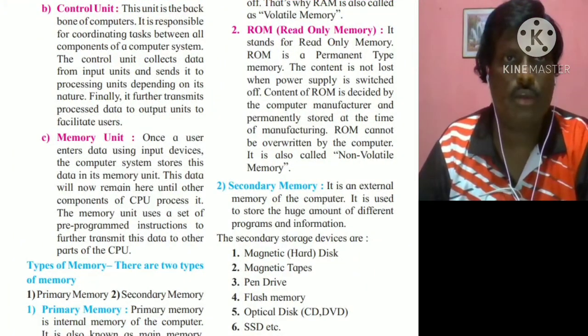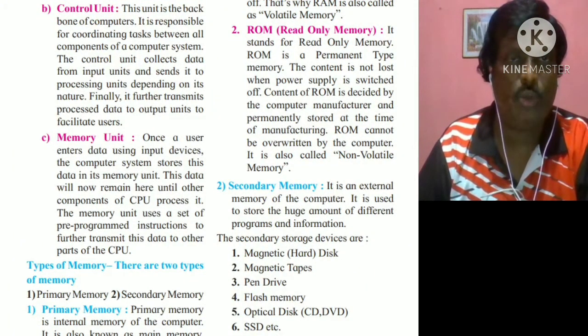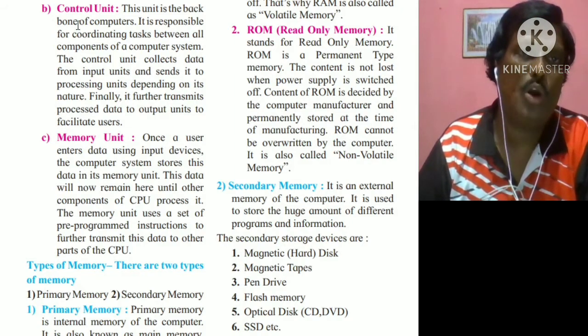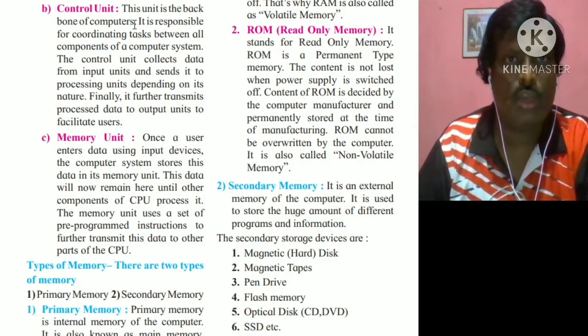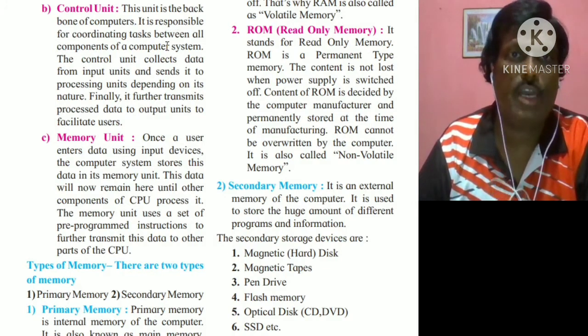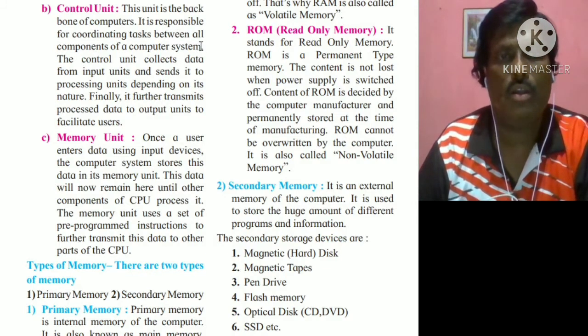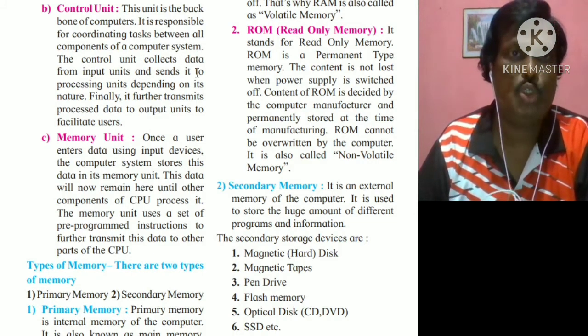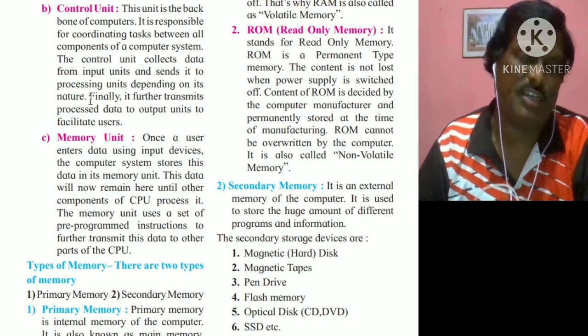Now see the next unit, control unit. This unit is the backbone of computers. It is responsible for coordinating tasks between all components of a computer system. The control unit collects data from input units and sends it to processing units depending on its nature.